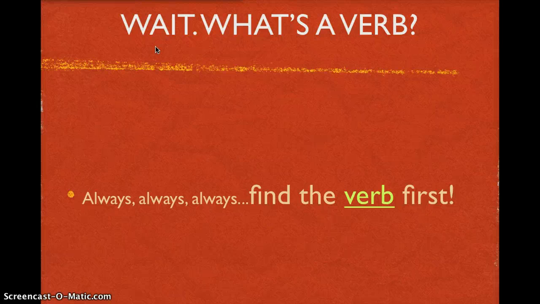So in class today, I made the kids repeat this phrase over and over again. Always, always, always find the verb first. And I danced around the room and I made them repeat it and I made them chant with me. So right now at home, say it with me.